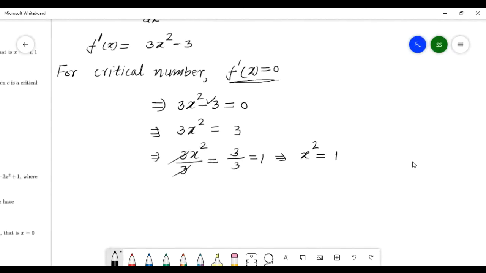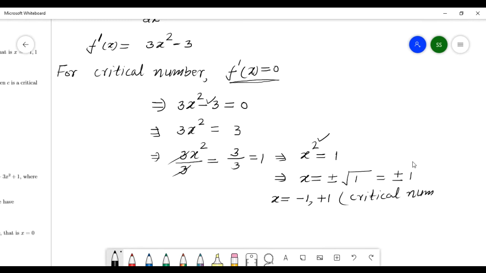What is x? Here x² is present, so when we delete this square, x equals plus and minus, 2 numbers, and here the square root of 1. This equals plus and minus the square root of 1, that is 1. So there are 2 numbers, x equal to minus 1 and x equal to plus 1. These are 2 critical numbers.